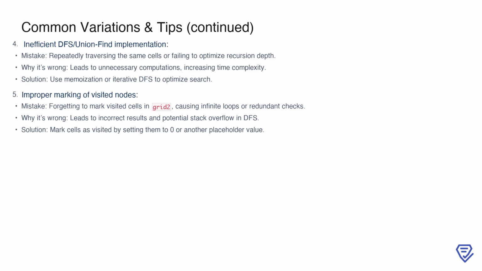Another frequent issue is improper marking of visited nodes. If you forget to mark cells as visited in grid 2, you might encounter infinite loops or unnecessary rechecks, which could lead to incorrect results or even a stack overflow in a recursive DFS. A reliable solution is to mark cells as visited by setting them to 0 or using another placeholder value that ensures they won't be processed again.